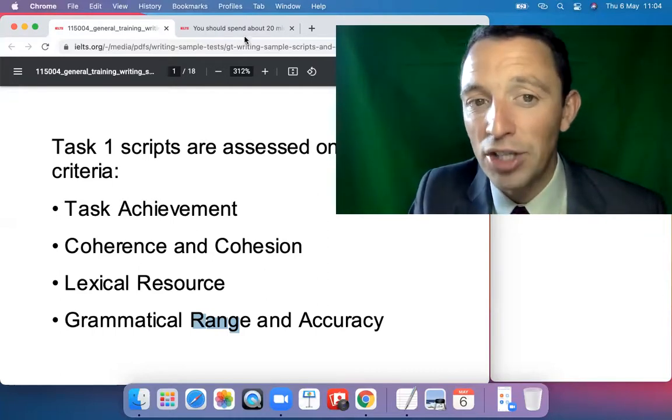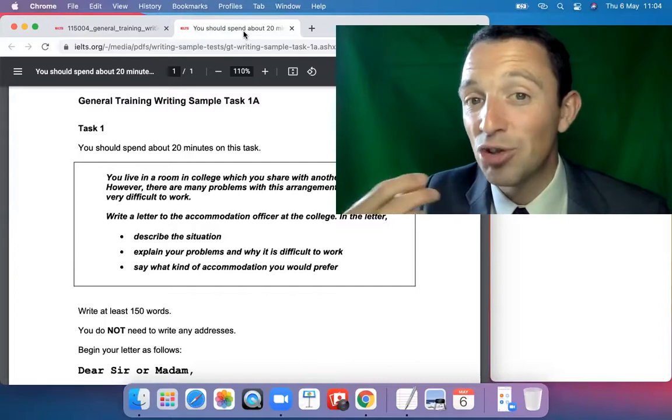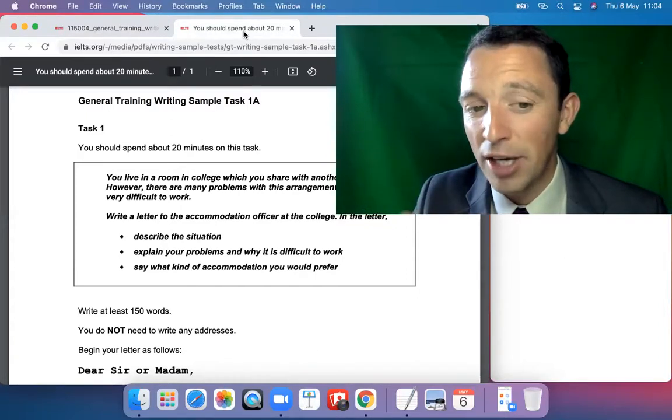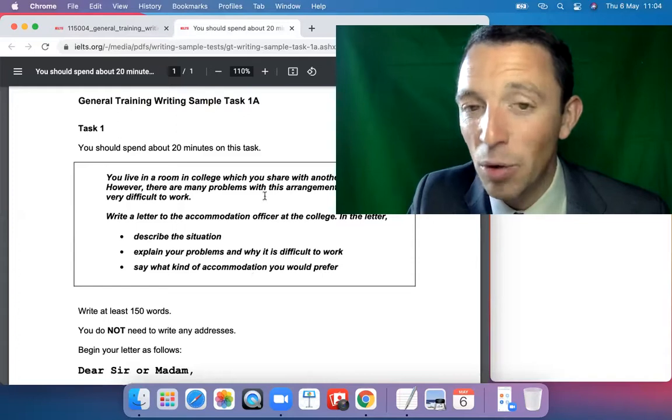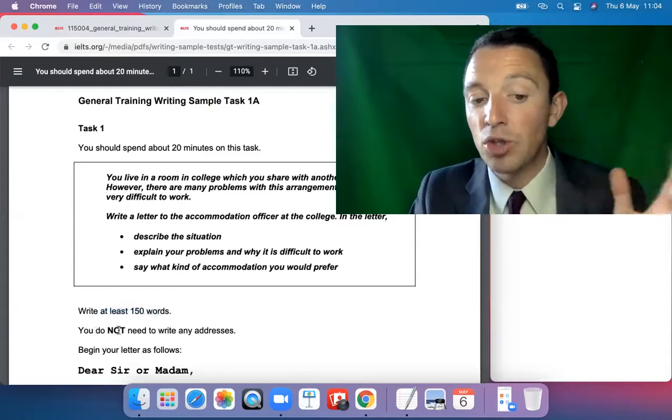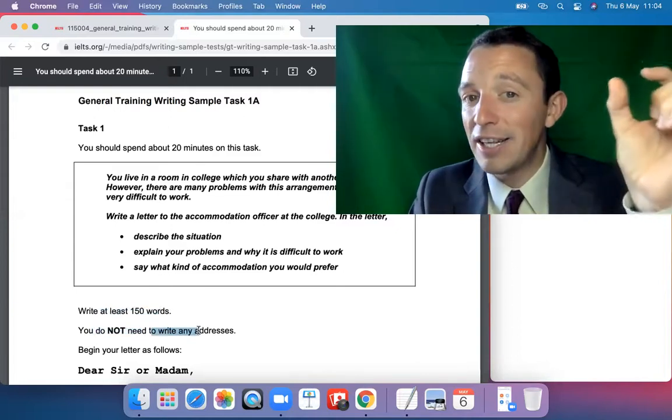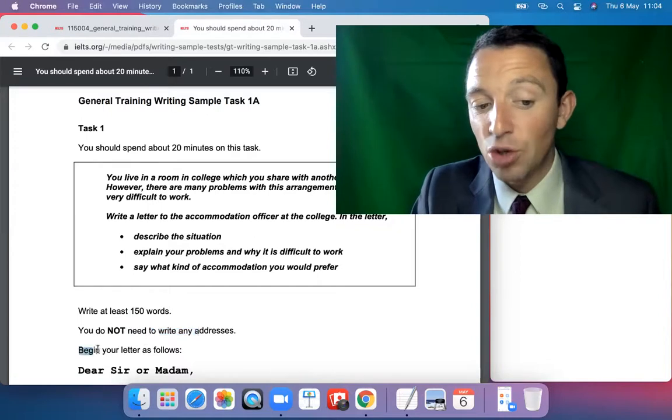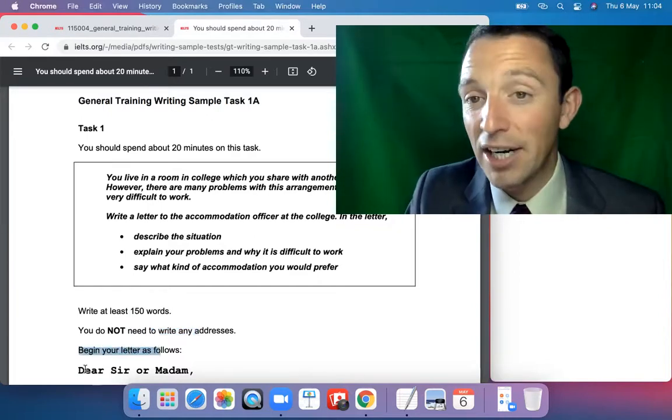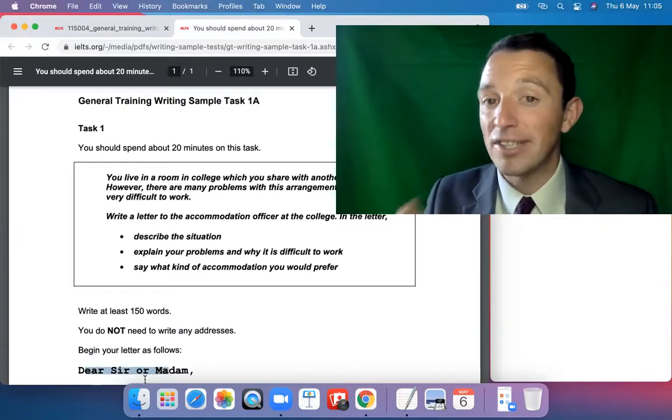Okay, so remember the question also. You need to remember the detail of the question, and then you need to try and write your answer. So that's the specific question here, and you need to write at least 150 words. You do not need to write an address at the top, so it's not necessary to write an address for the letter, and you should begin your letter with dear sir or madam. So that's the first detail that you need to remember to start your letter.